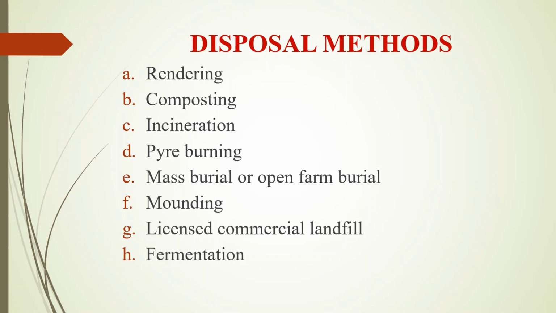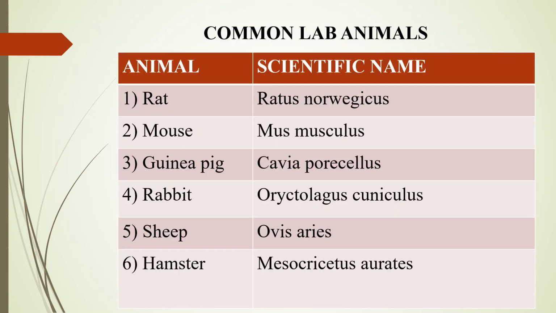Then fire burning. Then mass burial or open farm burial. Then mounding. Then licensed commercial landfill. Then fermentation. Disposal methods are rendering, composting, incineration, fire burning, mass burial or open farm burial, mounding, licensed commercial landfill, and fermentation.